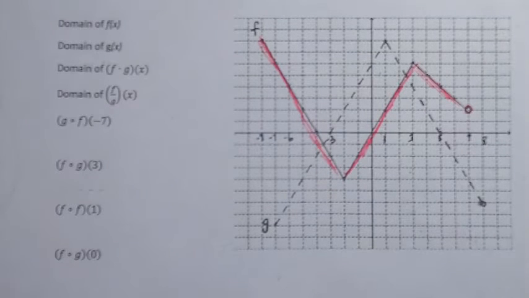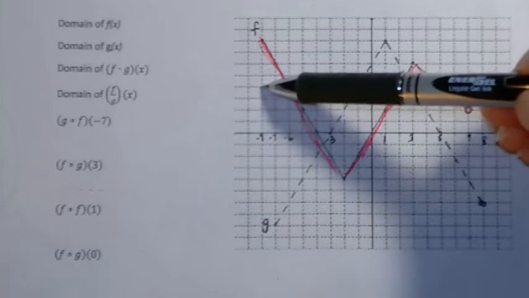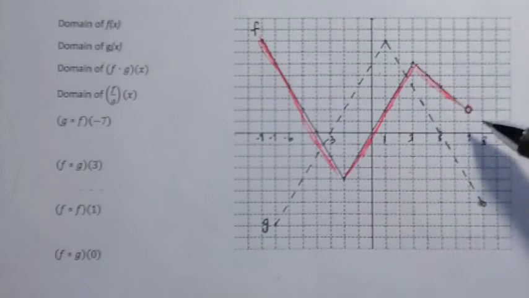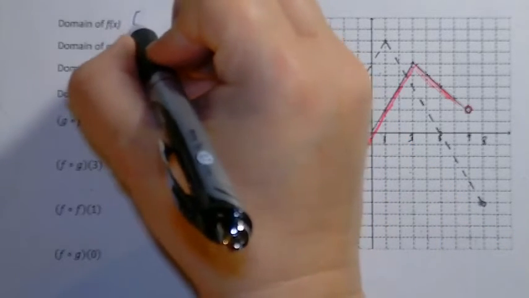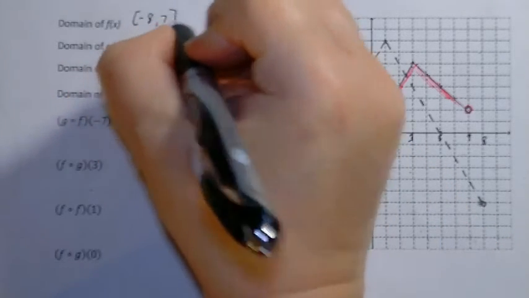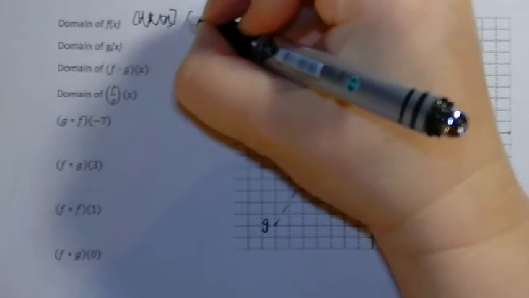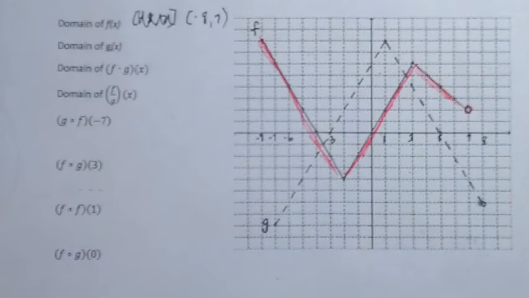All right, let's think about the domain of F. F is the pink function. So what value for x? It goes to negative 8. And F goes all the way to x's positive 7. So the domain for F is negative 8 to positive 7. Also, 7 has an open circle, doesn't it? So it should be negative 8 to positive 7, but 7 has to have a parenthesis because there's no point there.